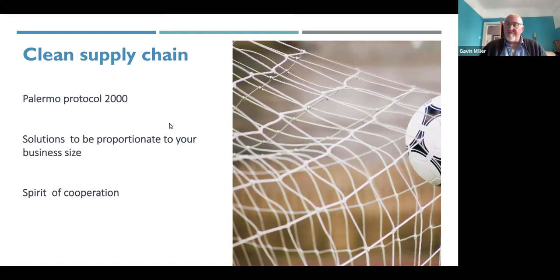It is really not shameful to find any issue within your supply chain, but it is shameful not to do anything about it. And by taking steps to ensure a clean supply chain, you can not only protect your business from legal and reputational risk, but can also make a positive impact on the lives of those who may be being exploited.